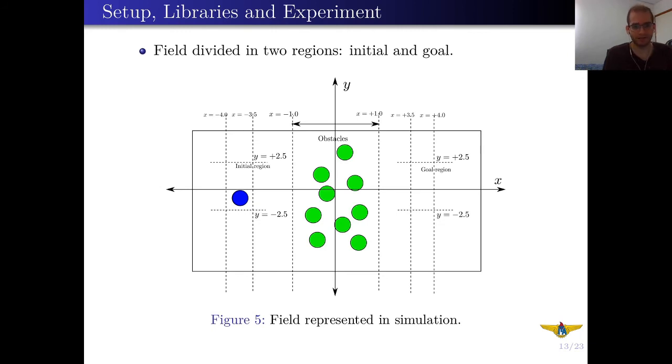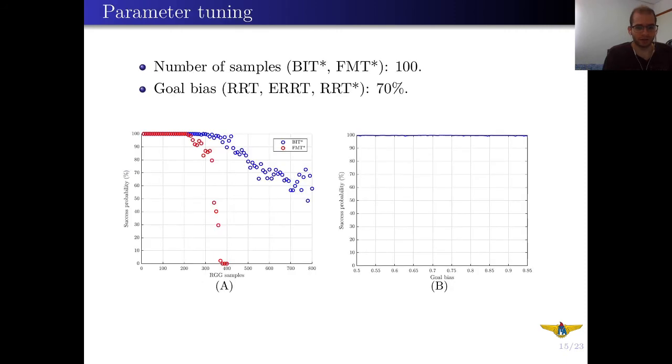So this is how we dispose of the field. We created 3 regions. One region as the initial region, another region is the obstacle region, and then finally the goal region. We randomly pick one initial state and one goal state in each corresponding region, and we attempt to create a path connecting both states. So as a result, finally we attempted to tune the number of samples of BIT star and FMT star, which was about 200 samples, and as the goal bias we elected 70% as a good number.